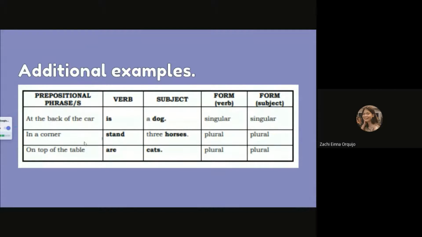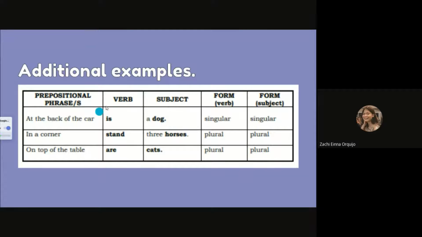So, meron pa tayong mga examples dito for you to understand more about the inverted sentences at paano dapat nag-a-agree yung verb sa subject o yung pinag-uusapan. So, we have prepositional phrases here. At the back of the car is a dog.